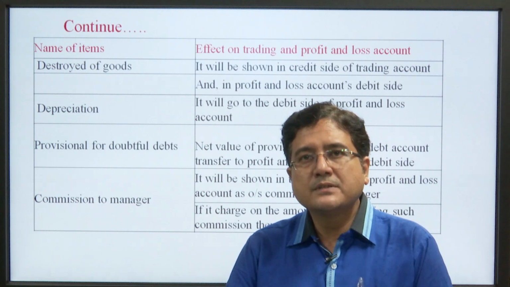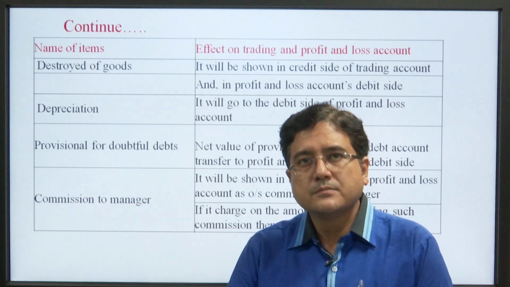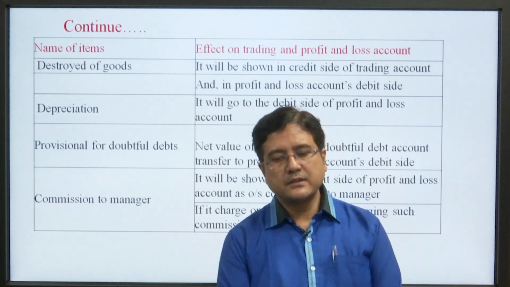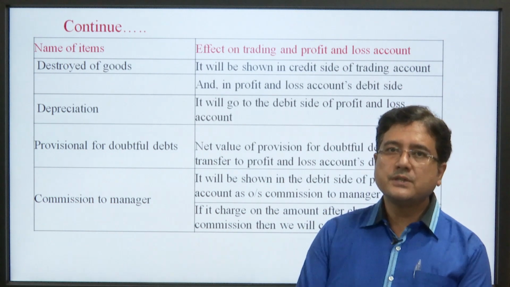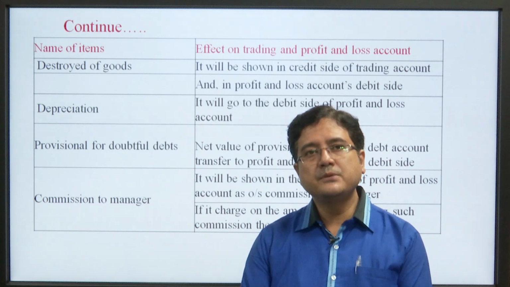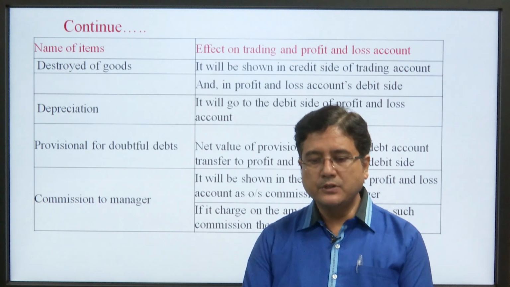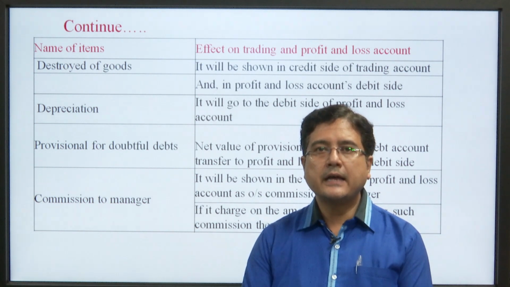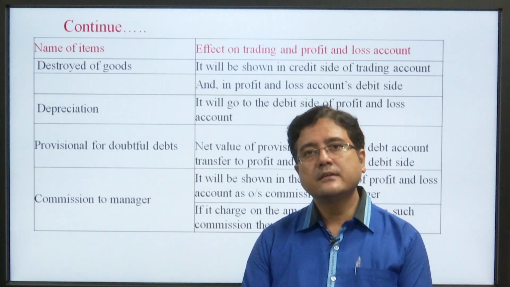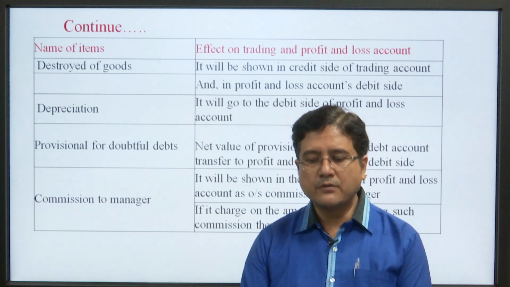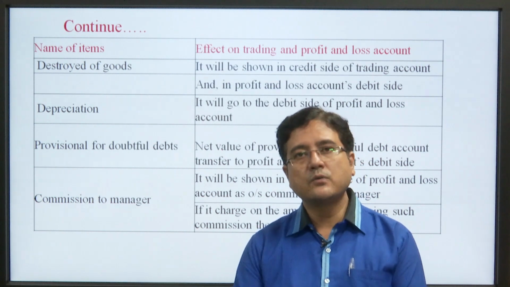Depreciation will go on the debit side of the profit and loss account. For provision for doubtful debts, the net value of the provision for doubtful debts is transferred to the profit and loss account. Commission to the manager will show on the debit side of the profit and loss account as outstanding commission to manager. It is charged to the amount after charging such commission will be calculated.